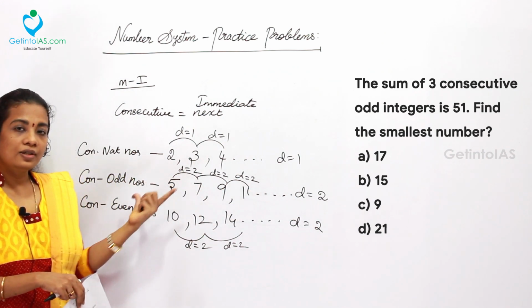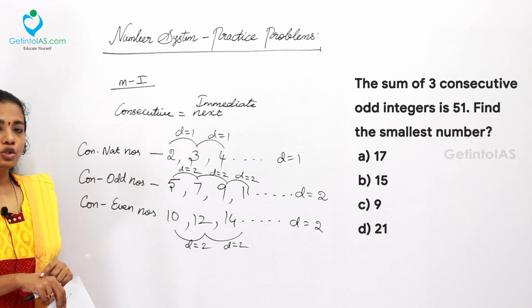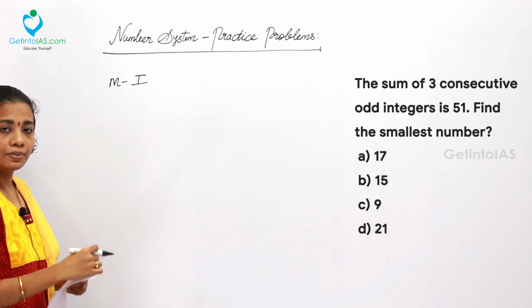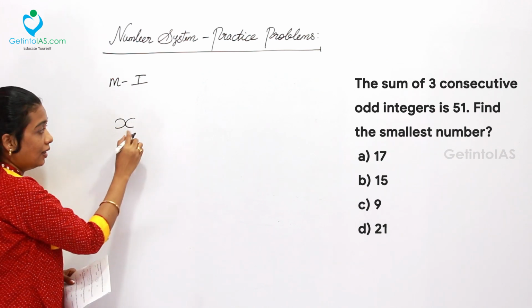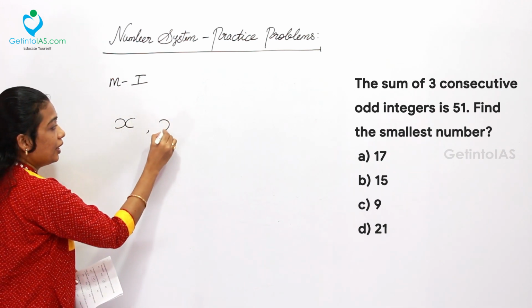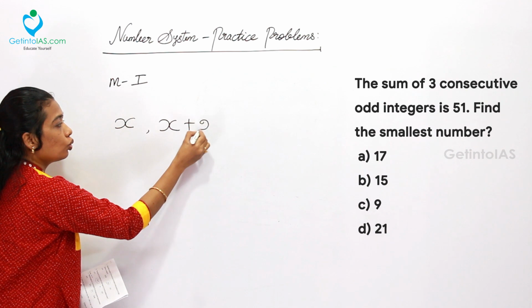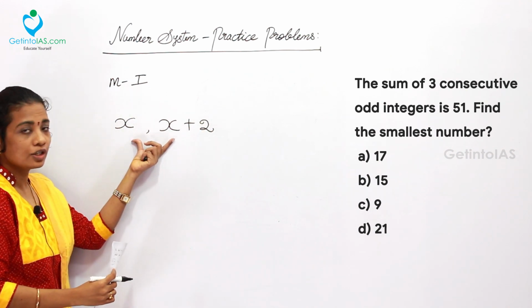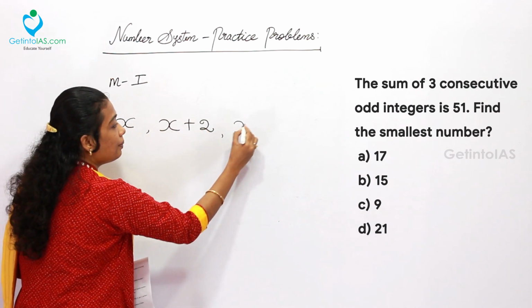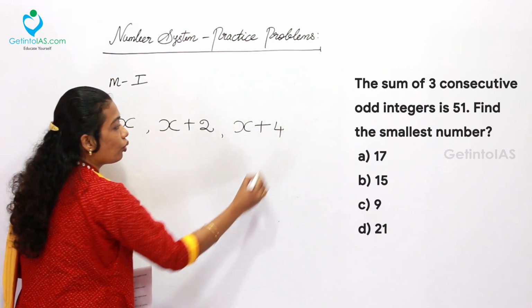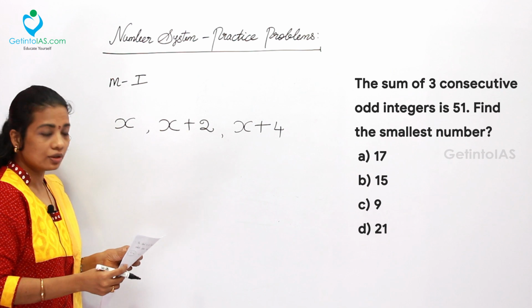So let's draw the series first, then we can get the solution. The number pattern will be: the first number, let's take it as x. Then the next number will be x plus 2. Why? Because the common difference will be 2. What will be the next number? It will be x plus 4. So this is the pattern for this question.